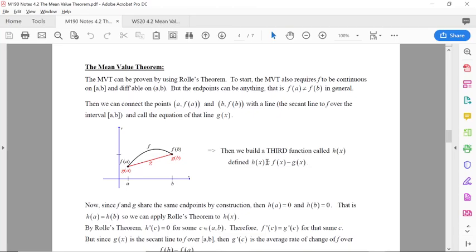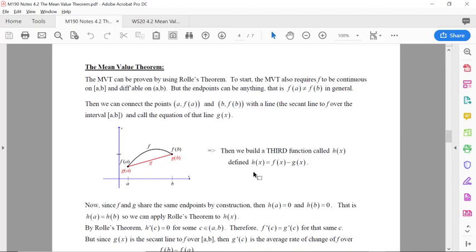Right? Because if we construct it that way, notice if we plug in a to the function, h(a) is equal to f(a) minus g(a). But f(a) minus g(a) would have to be 0, because f(a) and g(a) are equal to each other. Similarly, if we plugged in b, we would get h(b) is f(b) minus g(b). But that also would equal 0. So in other words, h(a) is equal to 0 and h(b) is equal to 0. Therefore, this new third function called h(x) is a function that would satisfy Rolle's theorem.